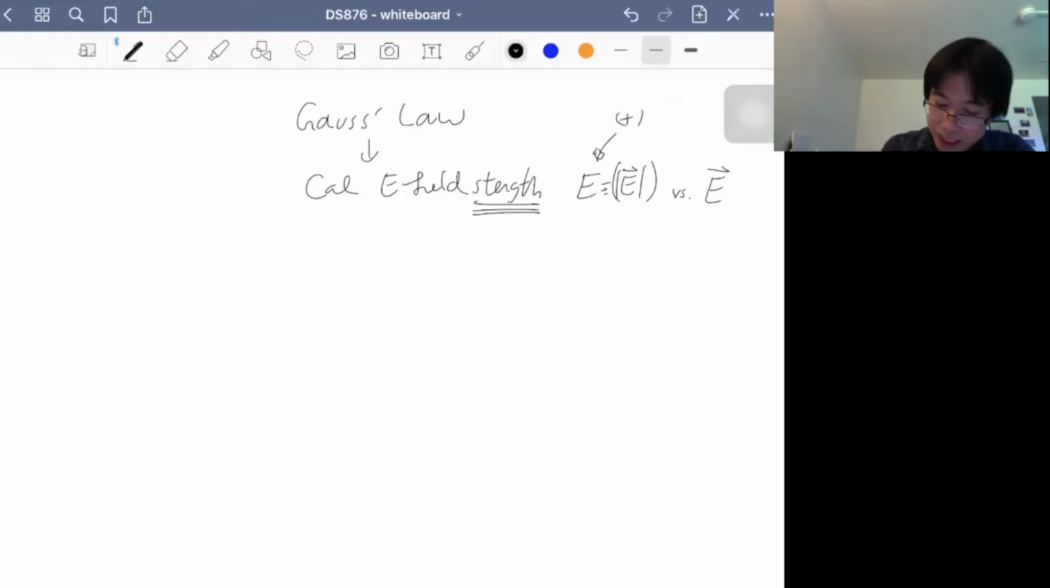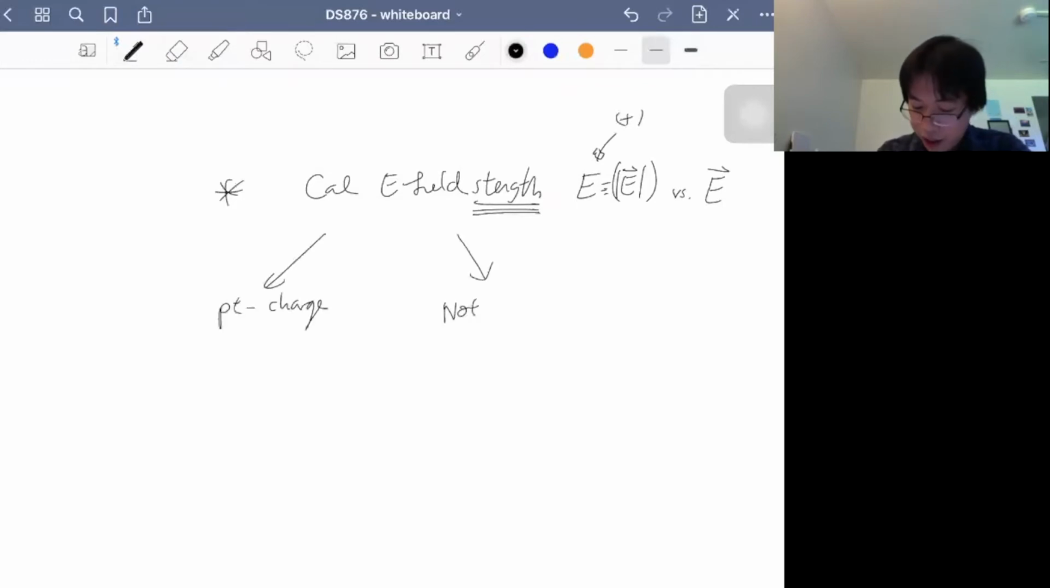All right, so let's say you want to calculate electric field strength. There are two ways to go about it. You need to ask yourself, are you calculating for a point charge or not a point charge? If it is a point charge, you want to find the electric field strength some distance away. You already know the formula from last week. You plug in the distance over here and the charge over here. That's the formula for it.